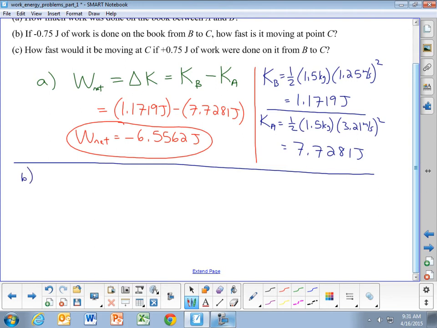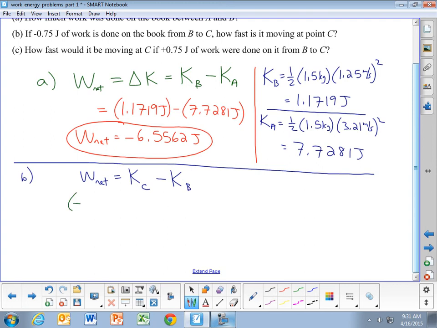Okay. Now this book continues on from point B, and now it's moving to point C. And they tell us if negative 0.75 joules of work is done going from B to C, they want us to find the speed at C. So again, we're going to use the work-energy theorem. The net work done will equal the kinetic energy at the end, point C, minus the kinetic energy at the start, point B. We're finding the work done from B to C, so it starts at B and it ends at C.